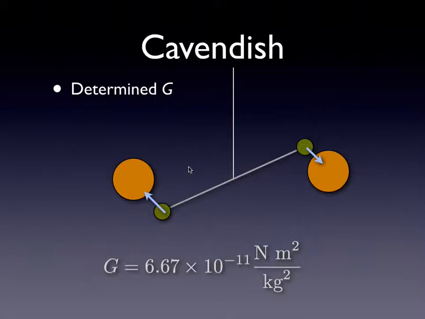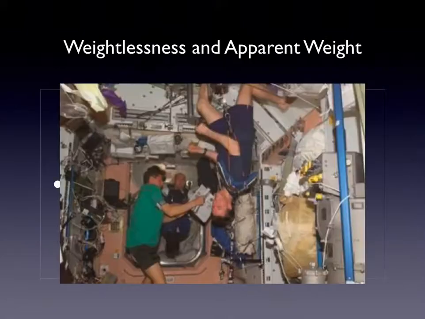Okay, so that's gravity. What about these guys in the International Space Station? There are girls in the space station too, but just not in this picture. So it looks like they're just floating around with no gravity. So let's talk about gravity, weight, and apparent weight. So why are these guys floating around?